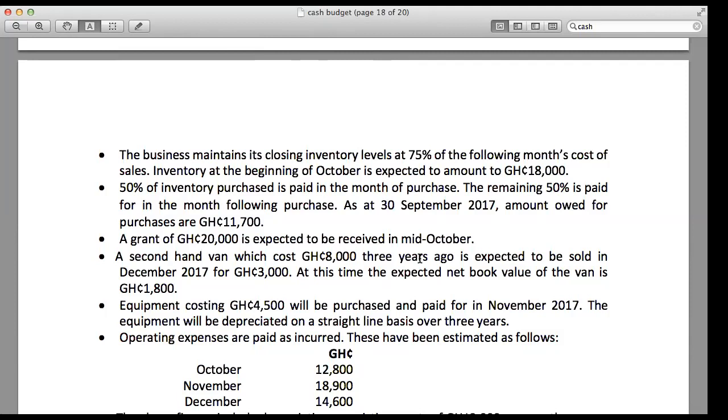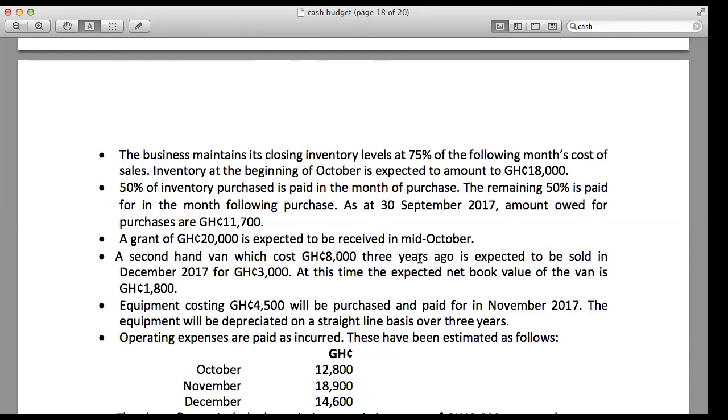As at 30th September 2017, the amount owed for purchases is 11,700. So this 11,700 is the second half of the purchases in September, which will be paid in when? October, the budget period. Knowing the budget period is very important. Other than that, you end up doing a lot of unnecessary items, because you may end up even opening August. No, we don't need August. The budget period is October, November, and then December. So take note.